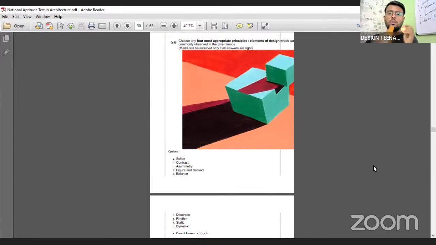Okay. So, figure and ground, balance, distortion, rhythm, static, dynamic. Now, figure and ground is not there in the option. Why I told you figure and ground is what we have discussed about figure and ground. When you need to see figure and ground, first of all, what we have studied about figure and ground. Okay. Give me a second.